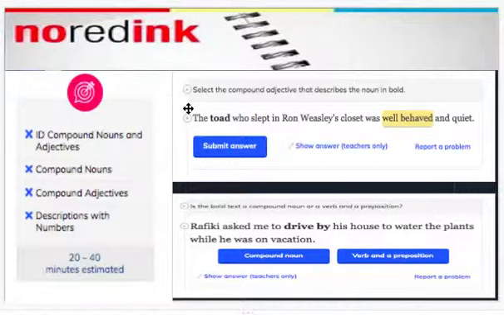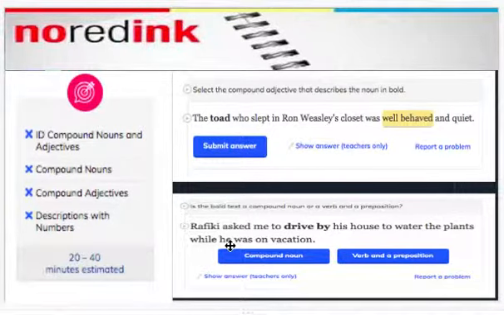For example, this one says, select the compound adjective that describes the noun in bold. The bold word is toad. What two words, that's another word for compound, adjectives specifically, describe the toad? Well, it's quiet, but that's not a compound. Oh, well-behaved, because you can almost imagine that being hyphenated right there. So again, we're going to put it over here and submit it.